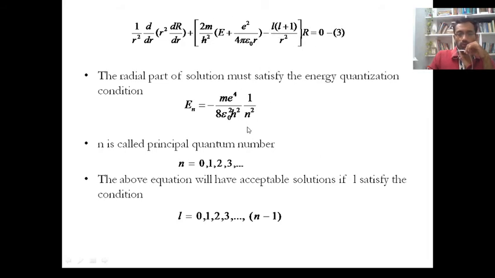So this solution will have an acceptable solution if L, that is the orbital, what is L? L is the orbital quantum number. If this orbital quantum number satisfies the condition L equal to 0, 1, 2, 3, up to n minus 1.